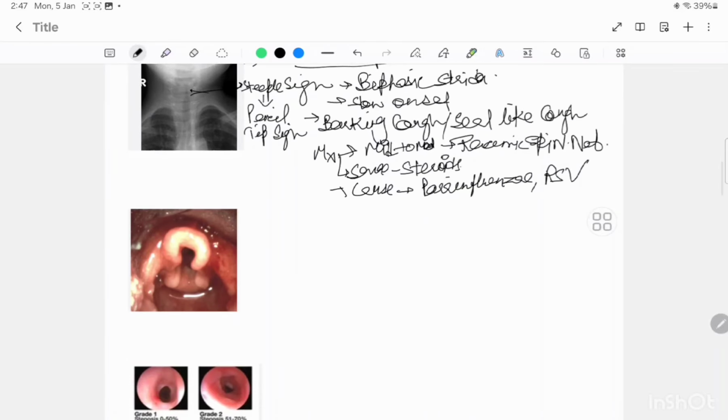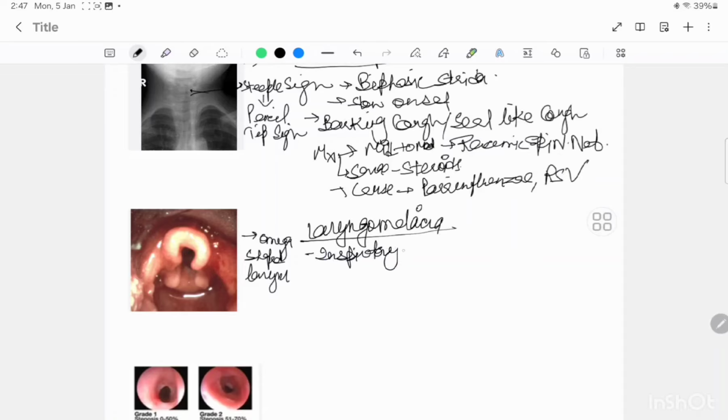So now this is the omega larynx, omega shaped larynx. This is the image of laryngomalacia. Inspiratory stridor is present. It is overall the most common cause of inspiratory stridor.